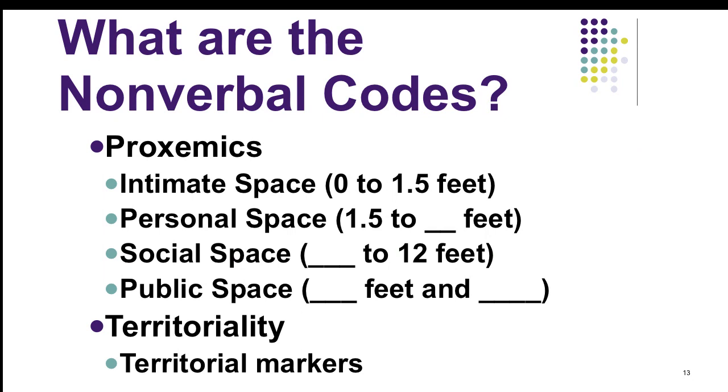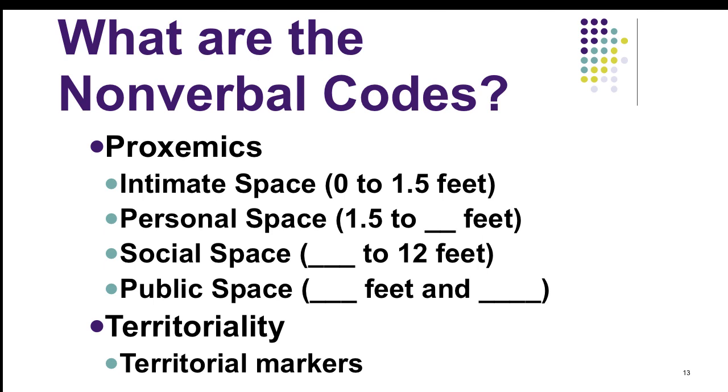Proxemics is the study of how close or far away from people and objects we position ourselves. Intimate space is 0 to 1.5 feet. Personal space is 1.5 feet to 4 feet. Social space is 4 to 12 feet. Public space is 12 feet and beyond. For each distance, we have more or less comfort talking about certain things. For example, finding out you're not the father might not be the appropriate conversation for the public space.